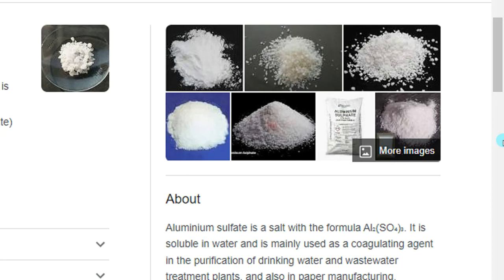It is soluble in water because it produces acidity in water. It must be soluble in water and it is a chemical, right? And it's mainly used as a coagulating agent in the purification of drinking water. इसको पानी को साफ करने के लिए हम इसको एल्युमिनियम सल्फेट को यूज़ कर सकते हैं, ठीक है.